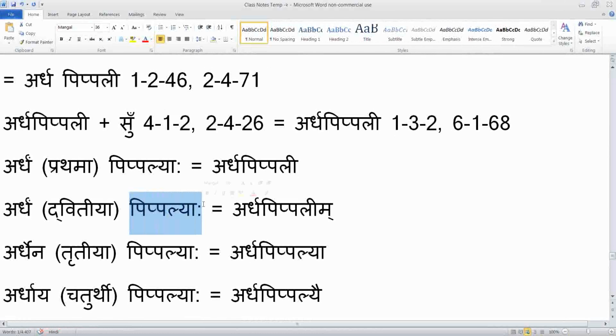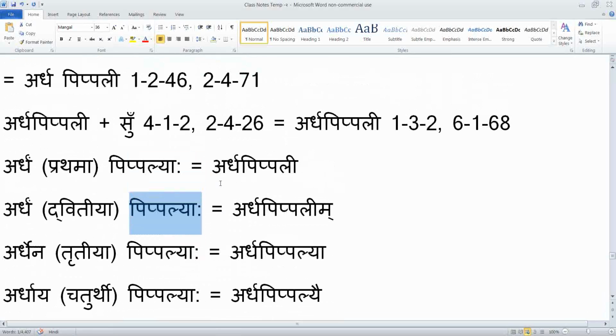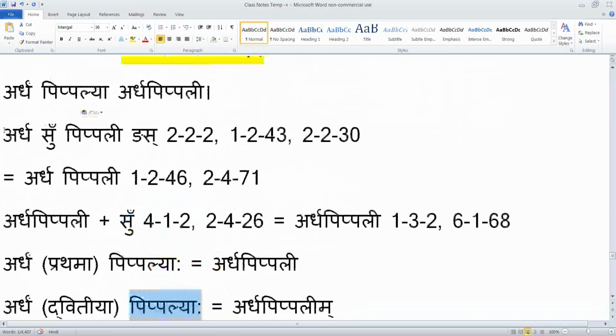Similarly, the way the vigraha vakya is, yeah, go ahead. So what would the alaukika vigraha vakya be? You said this is the alaukika vigraha vakya. No, alaukika vigraha vakya for the samasa is only this one, right? Yeah, only this one. But finally the samasa will be only ardha pippali, right?